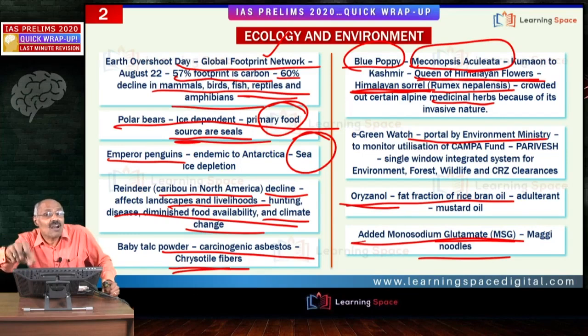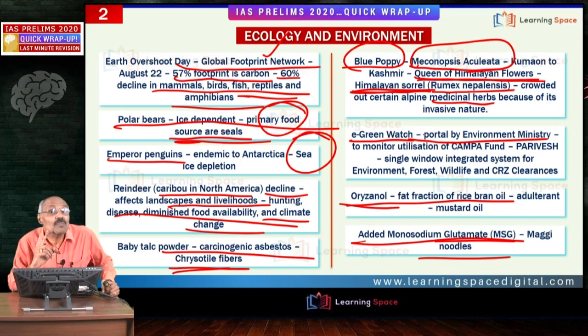CAMPA funds are maintained in an interest-bearing public account. The money which is deposited for this compensatory afforestation does not go to the Consolidated Fund of India; it is maintained in a separate interest-bearing public account. The idea is to monitor properly so as to ensure that it is used for the right purpose of afforestation. Friends, to monitor whether it is being done properly with regard to CAMPA funds, there is one portal, that is e-green watch, please don't forget.